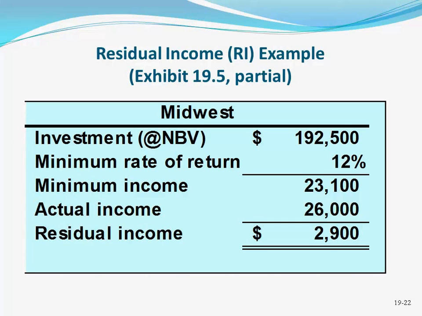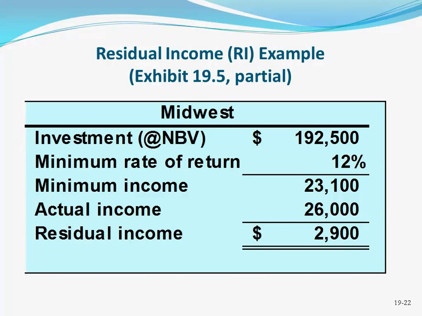So what is the minimum income then that they require to generate? It's 12% of their asset base, of their investment. So it's 12% of 192,500. So if you calculate 12% of that, you get that the minimum income is 23,100. The actual income, if you go back to the raw figures, is 26,000.